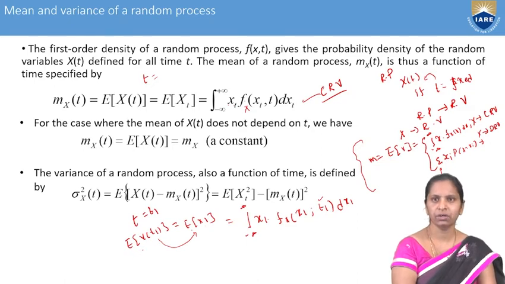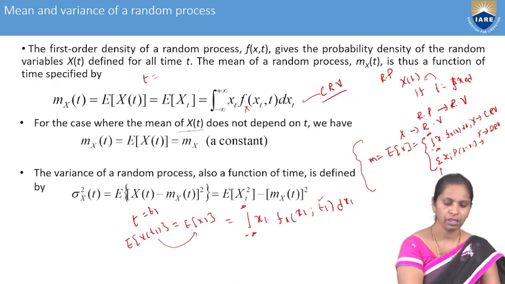Similarly, if you want to calculate the mean of a random process at t equals t2, then what can I write here? E of X(t2), nothing but the expectation of x2, is equal to the integration from minus infinity to infinity of x2 into fX(x2, t2) dx2. Like that, I can calculate the mean value of the random process at any time instant.